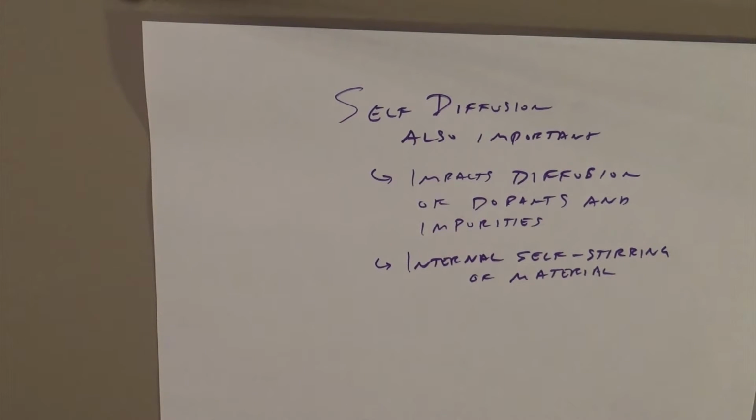And having said it was important in the 60s, 70s, 80s, it's still actually fairly important, and there are new mechanisms for atomic motion that people are still discovering and looking at in silicon. So I said that this internal self-diffusion is important. It's important because it affords the atomic mechanisms for diffusion.